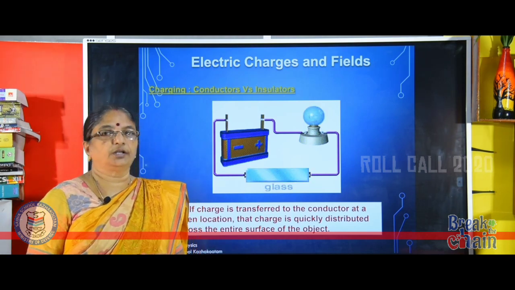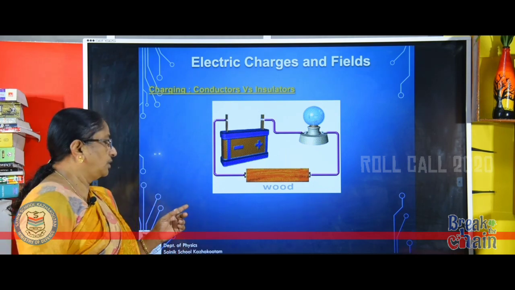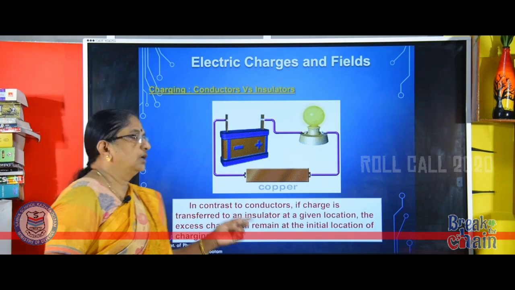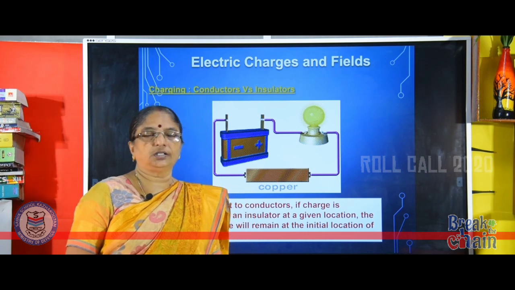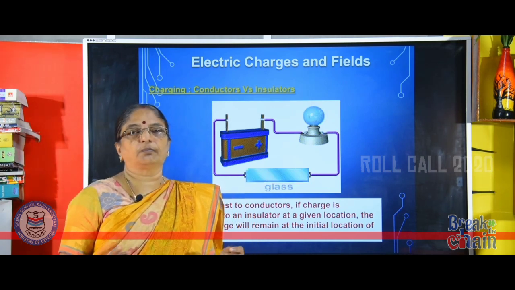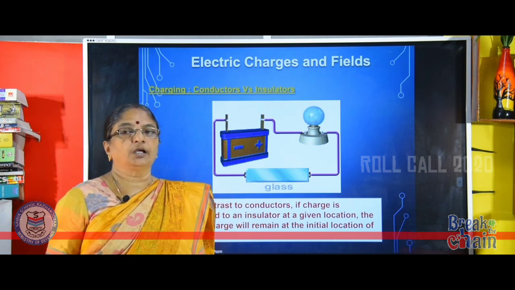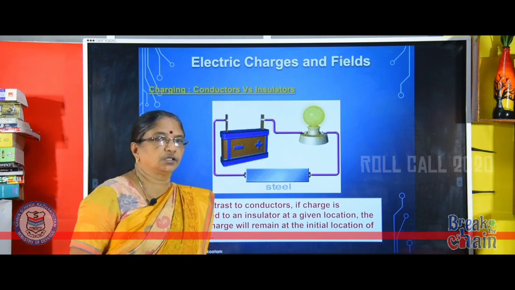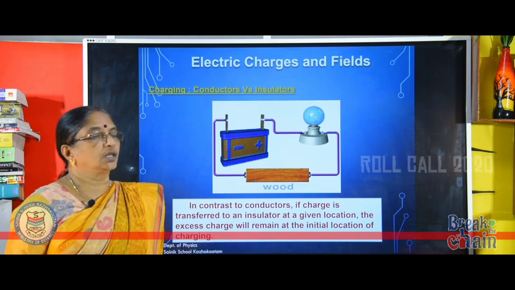But in the case of an insulator, the portion wherever it is charged will be charged, and that charge cannot move from one place to another. That is the difference between charging of conductors and insulators. Both conductors and insulators can be charged.